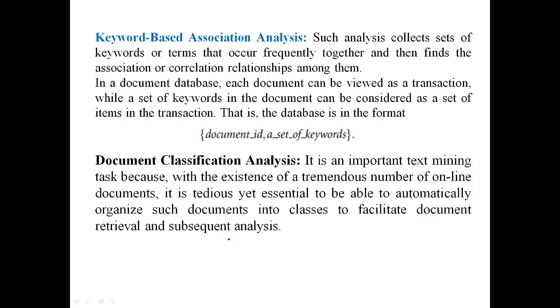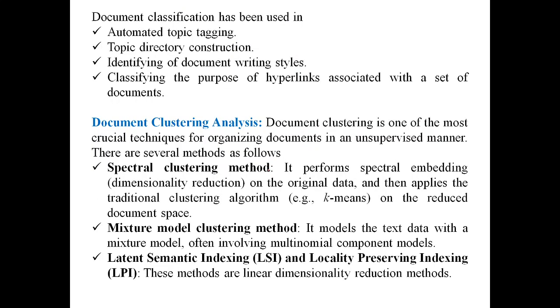So the association is nothing but we are going to take the document ID and set of keywords. They find out the association between them. If most frequent items are there, then we are going to say that these particular keywords are occurring most number of times. Then we have the classification analysis. So in the classification analysis, we are going to classify based on the automated topic tagging, topic directory construction, identifying or the document writing style, or using certain hyperlink or set of the documents.